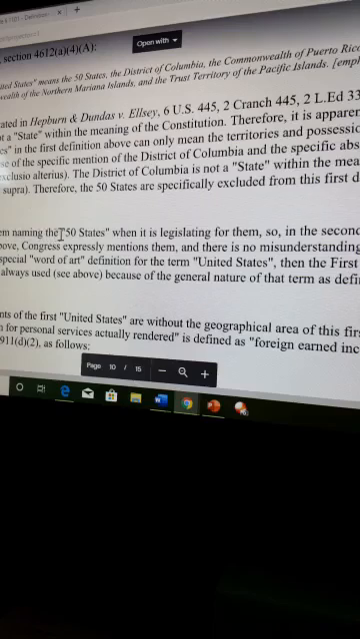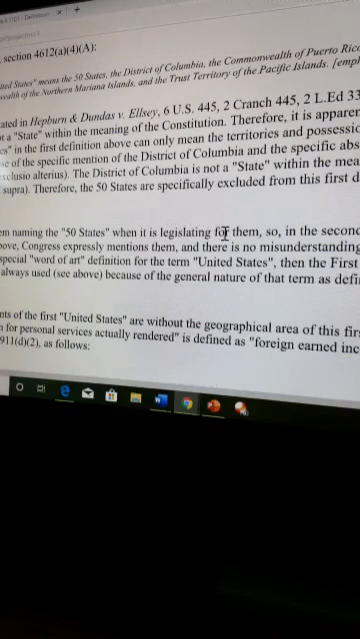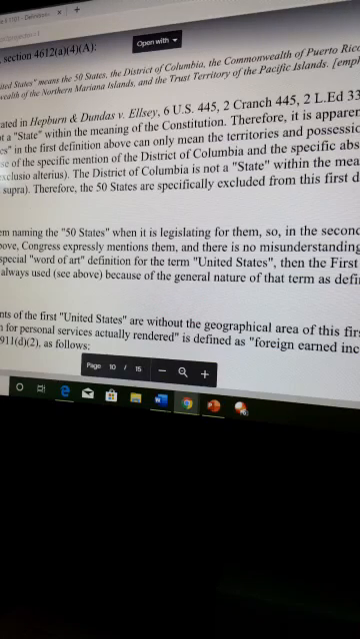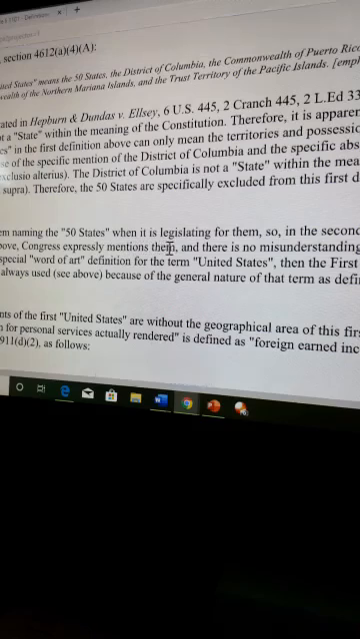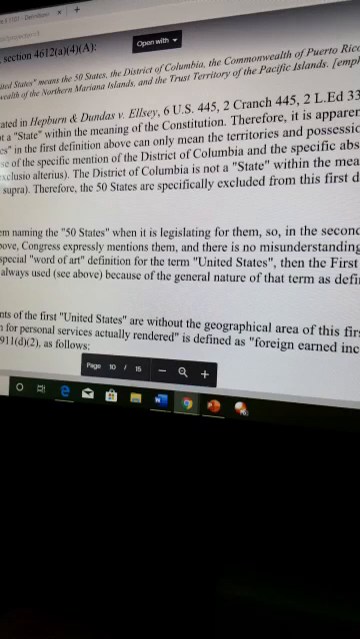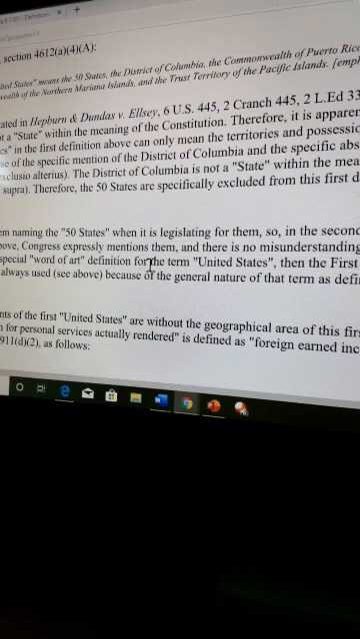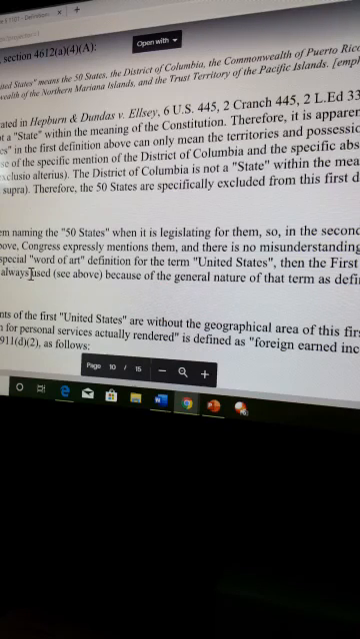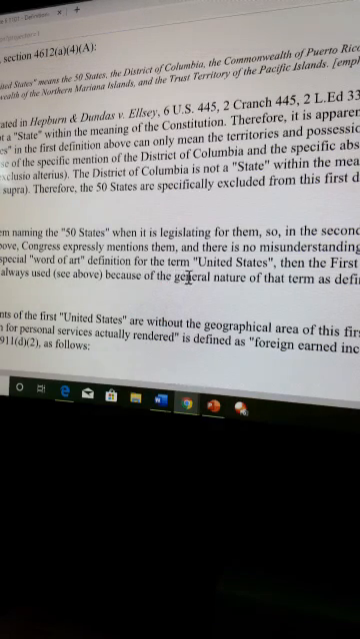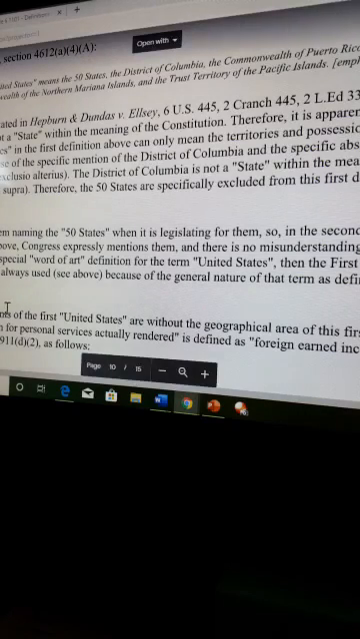Congress has no problem naming the 50 states when it is legislating for them. So, in the second definition of the term United States above, Congress expressly mentions them, and there is no misunderstanding. If a statute in Title 26 USC does not have a special word of art definition for the term United States, then the first definition of the term United States is always used. See above, because of the general nature of that term as defined by Congress.